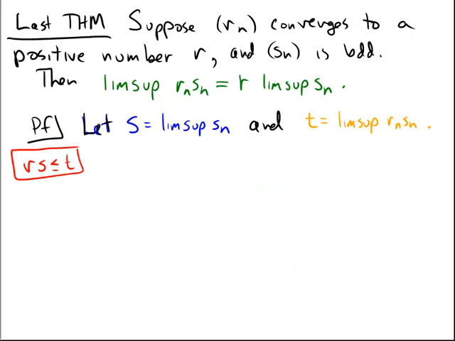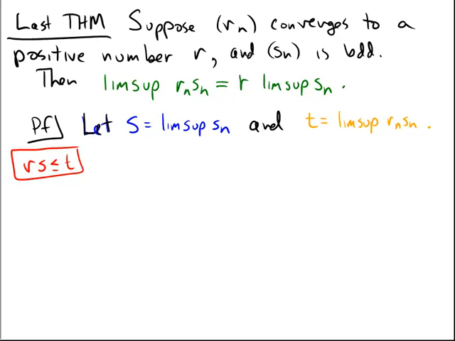Okay, as a very last theorem to consider here now, this will be useful for a homework problem. Suppose that Rn converges to a positive number r and let Sn be a bounded sequence. We claim that the limit superior of Rn Sn is equal to r, remember the limit of the Rn, times the limit superior of Sn.